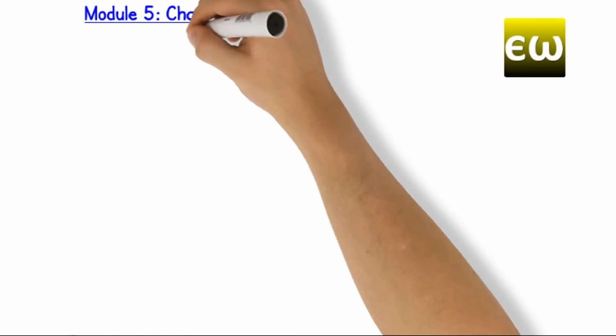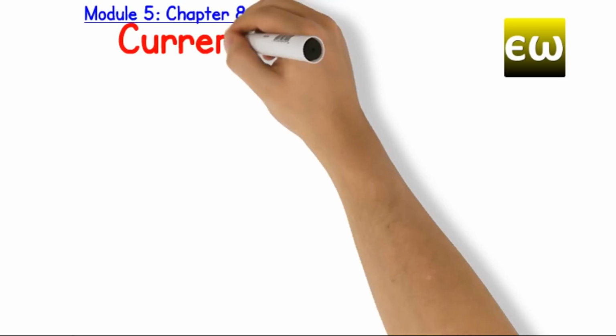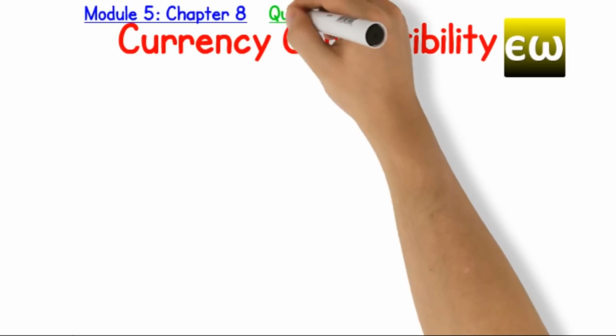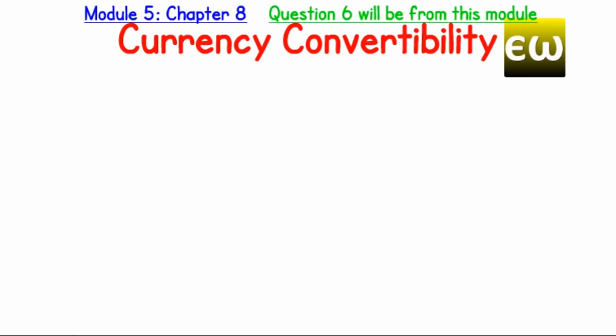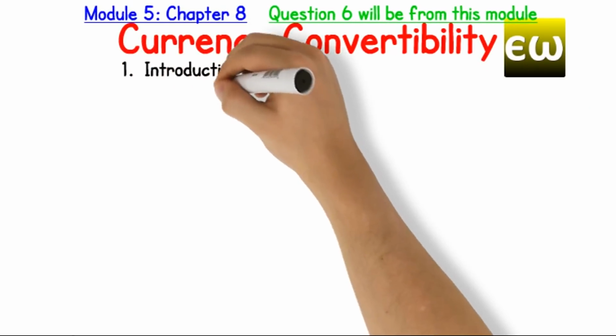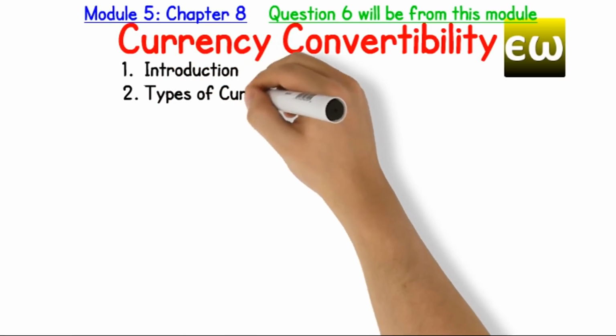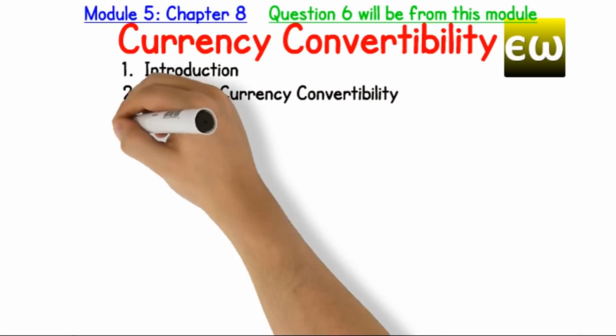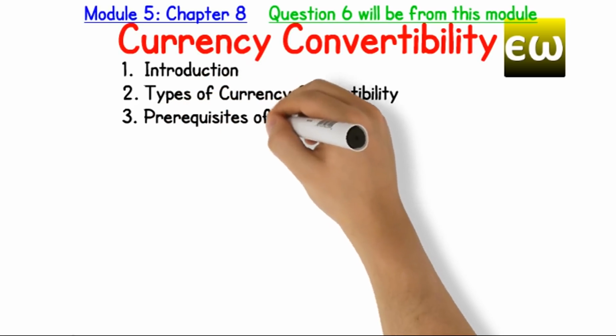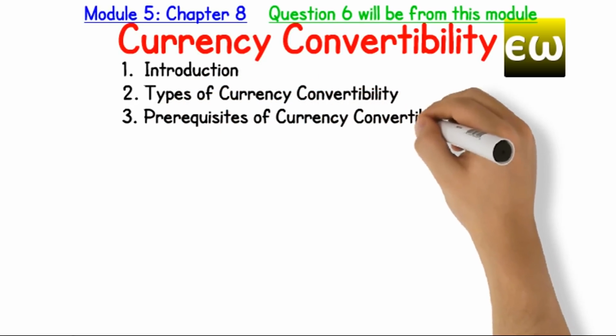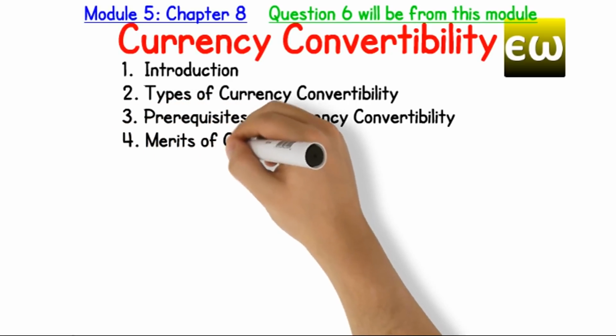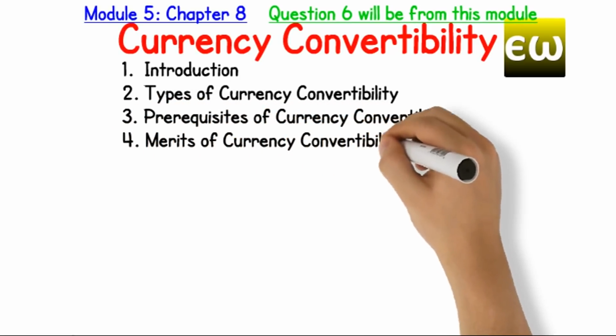Chapter 8 of Module 5. Currency Convertibility. Question 6 will be from this module. 1. Introduction. 2. Types of currency convertibility. 3. Prerequisites of currency convertibility. 4. Merits of currency convertibility.